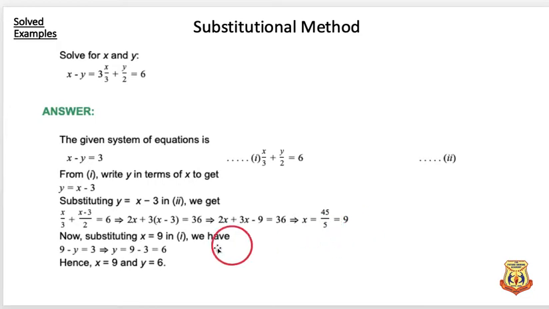This x is equal to 9, now we'll put in equation 1. Equation 1 is x minus y is equal to 3. So here you will put x is equal to 9. That means y is equal to 6. Hence, x is equal to 9 and y is equal to 6. This method is called the substitution method.